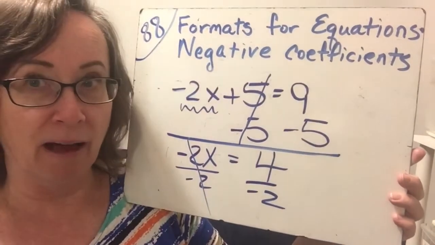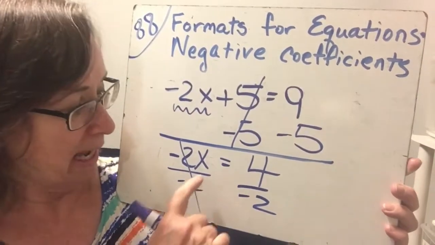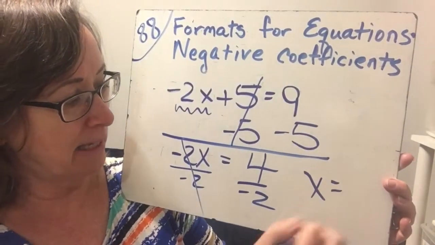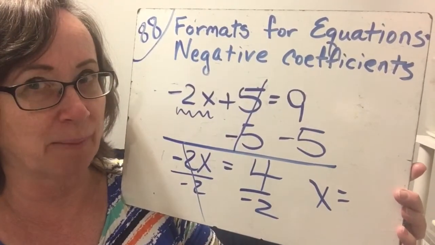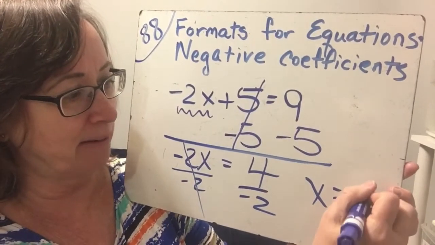Get rid of the -2's, they cancel. And we're left with x is 4 divided by -2, positive divided by negative, opposite sign. So we're going to get a -2.